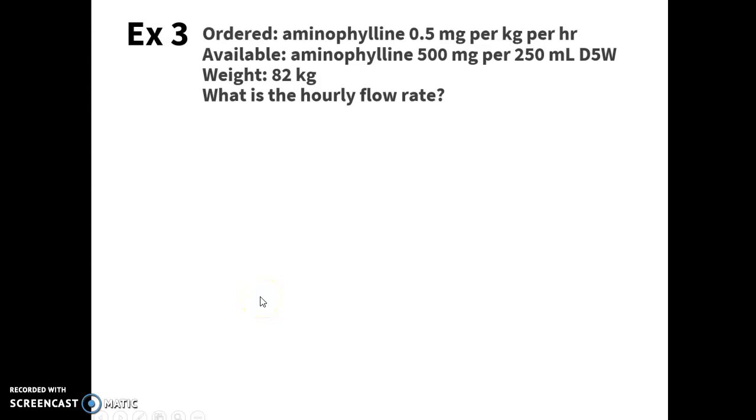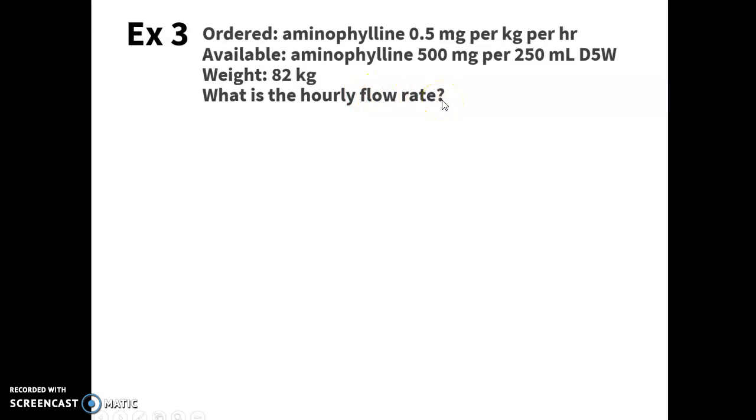In example 3, we have an order for this drug that says we need 0.5 milligram per kilogram per hour, and it comes available in 500 milligrams in 250 milliliters mixed with D5W. And our patient weighs 82 kilograms. Now it wants to know what is the hourly flow rate.